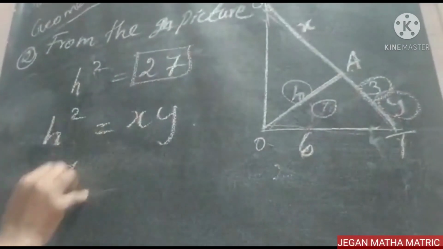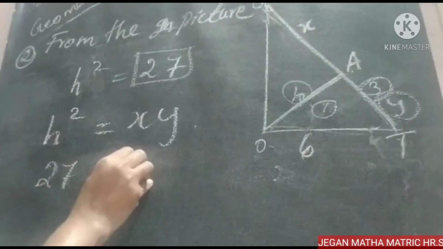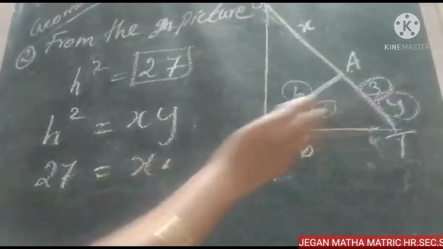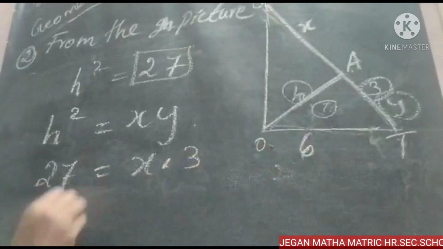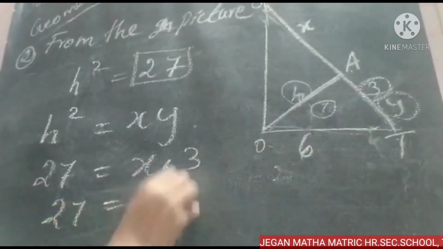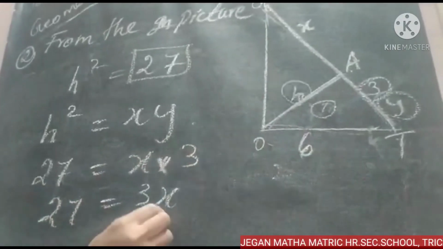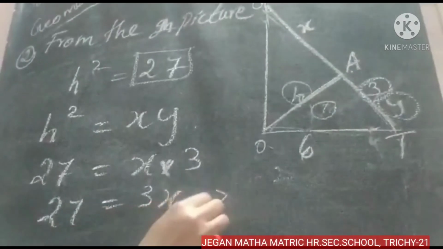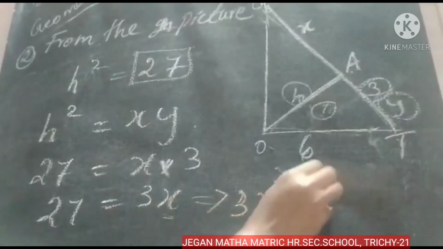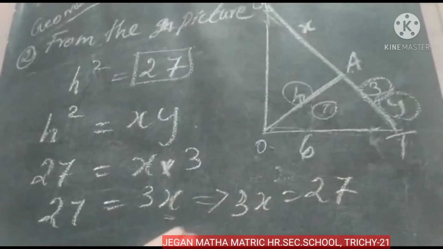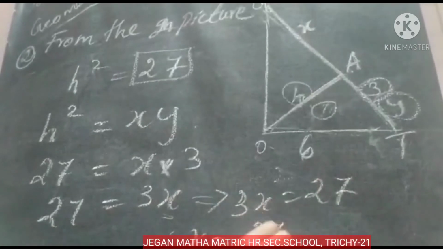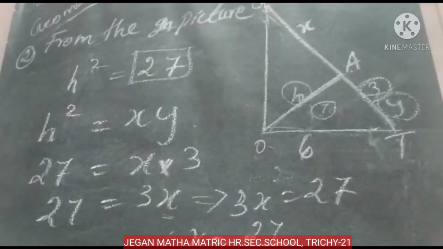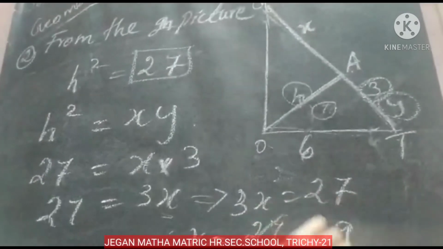So 27 equals x, which we don't know, into y value 3. 27 equals 3x. Now you have to find this x value. So 3x equals 27. Therefore x value is 27 divided by 3, so it cancels to 9.